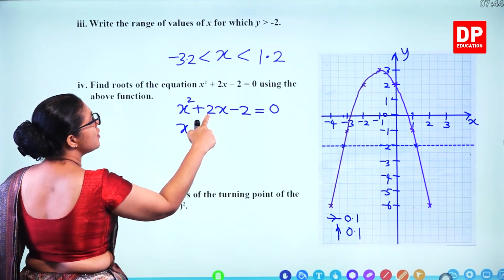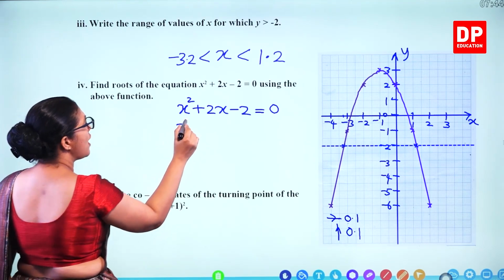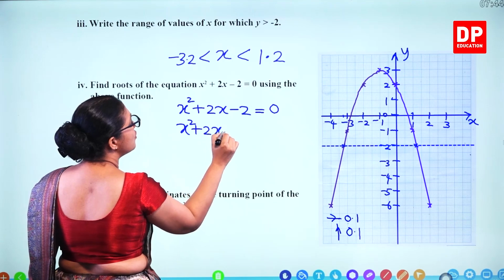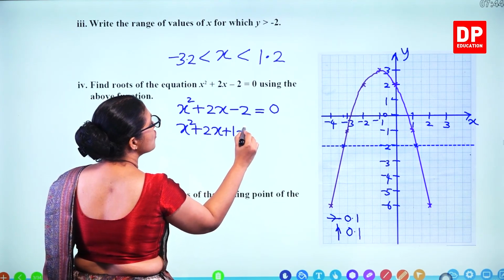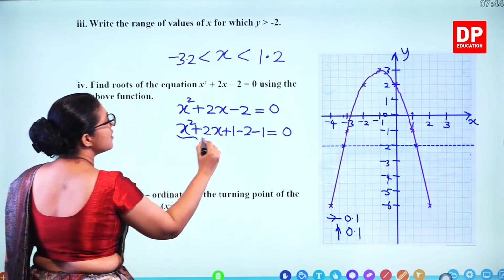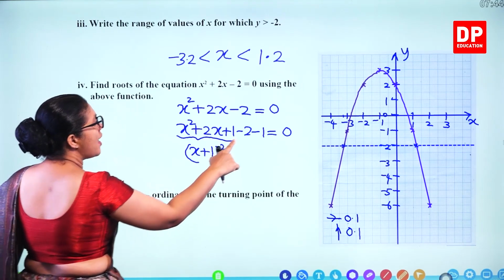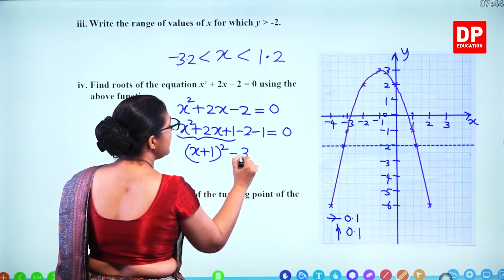You divide by 2 and square it. 2 divided by 2 is 1. 1 squared is 1. So that means we have to add 1 to make a perfect square, so you subtract 1 in order to get no difference. So this one I can write (x + 1) squared minus 2 minus 1 minus 3 equals 0.